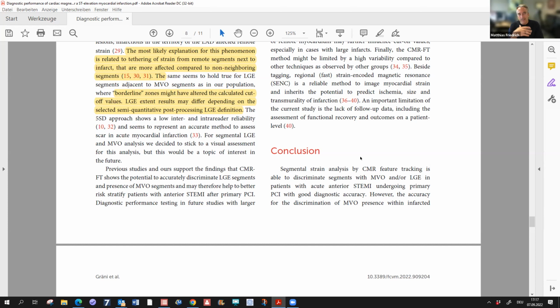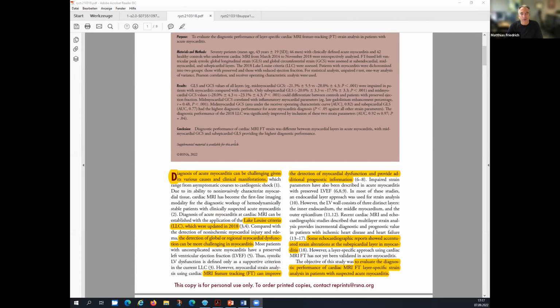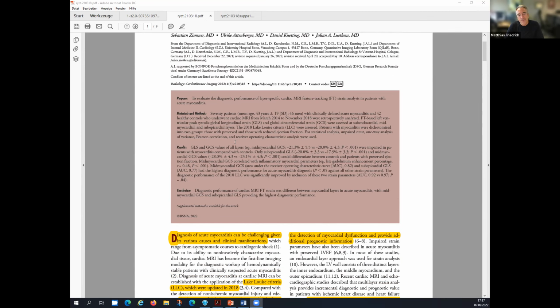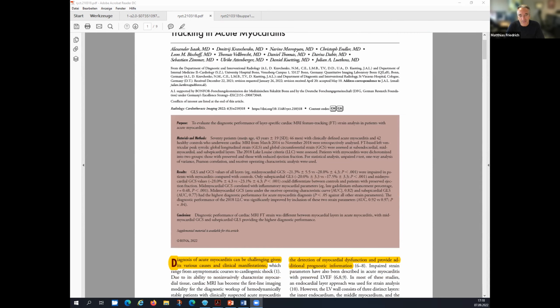But thank you very much, Chris. If you could unshare your screen. So thank you very much. We go to the next one, also on strain, and I'm happy to welcome Julian Lütgens from Bonn, and he will present a paper with the title Layer-Specific Strain Analysis with Cardiac MRI Feature Tracking in Acute Myocarditis. So, Chris, you already mentioned layer-specific strain analysis, so Julian will present a paper that used that. So let's look deeper into the layer.